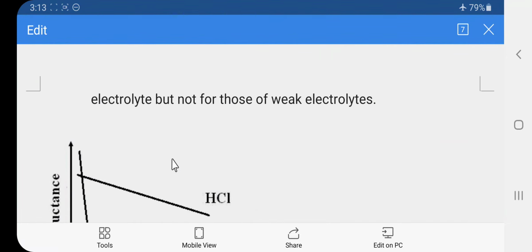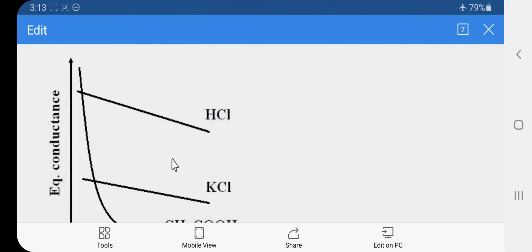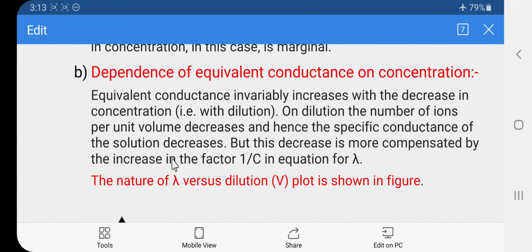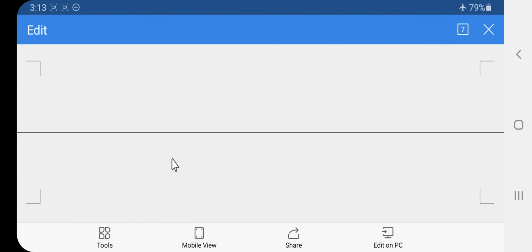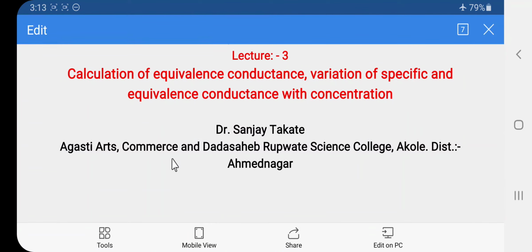So friends, in this lecture we have discussed the various concepts which are related to electrolytic conductance, such as the calculation of the equivalence conductance, then the variation of the specific and equivalence conductance with the concentration.